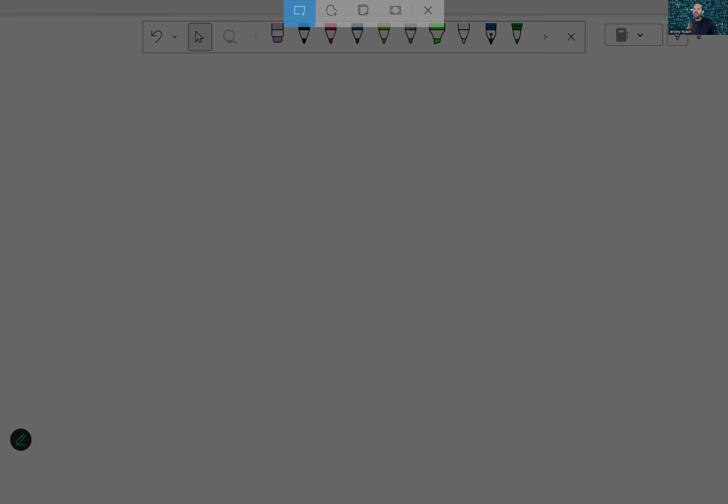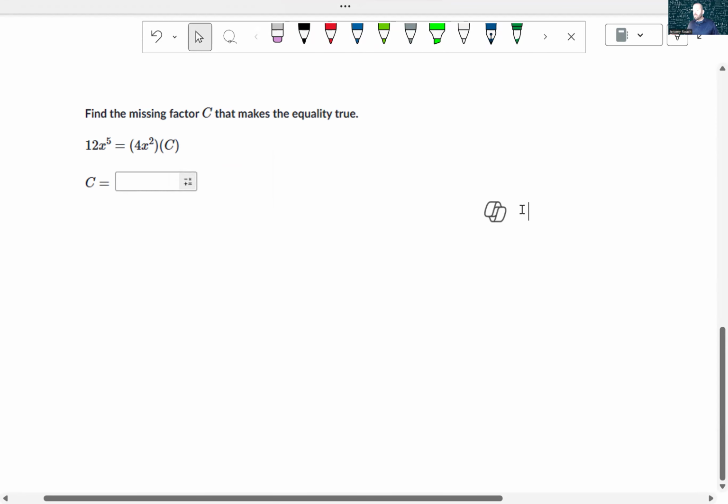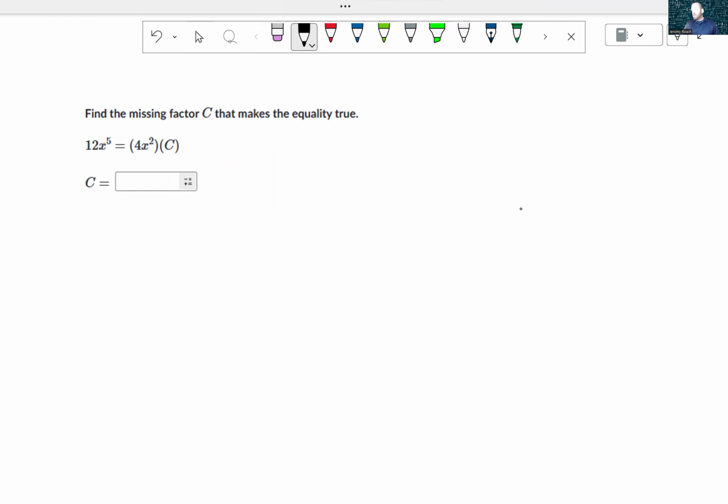Okay, now we're going to look at monomial factors. It says figure out what makes the equation true. We can solve this one of two ways. You can solve it algebraically, or you could solve it with just guess and check. So let's look at algebraically first. If we want to solve this for C, we want to figure out what times 4x squared equals 12x to the fifth. We can just solve this with algebra and divide by 4x squared on both sides.